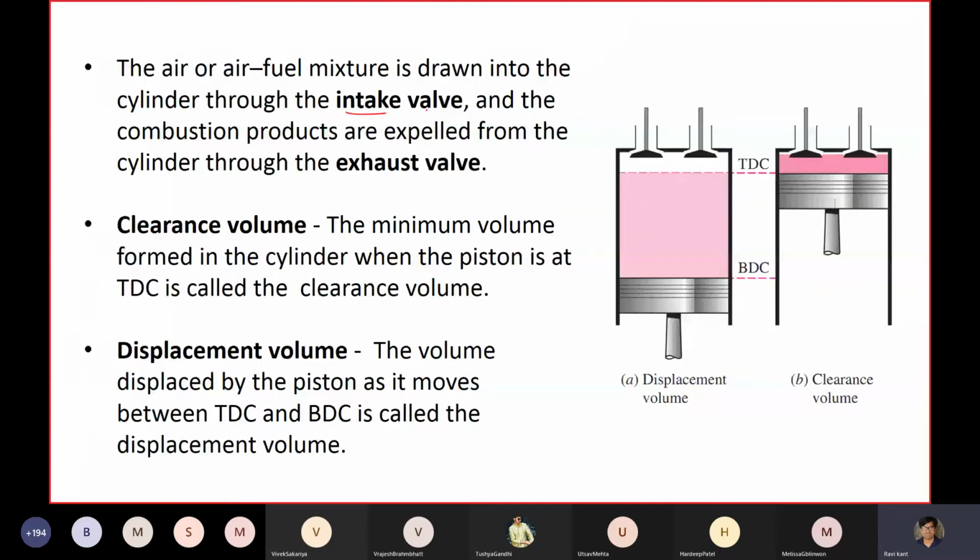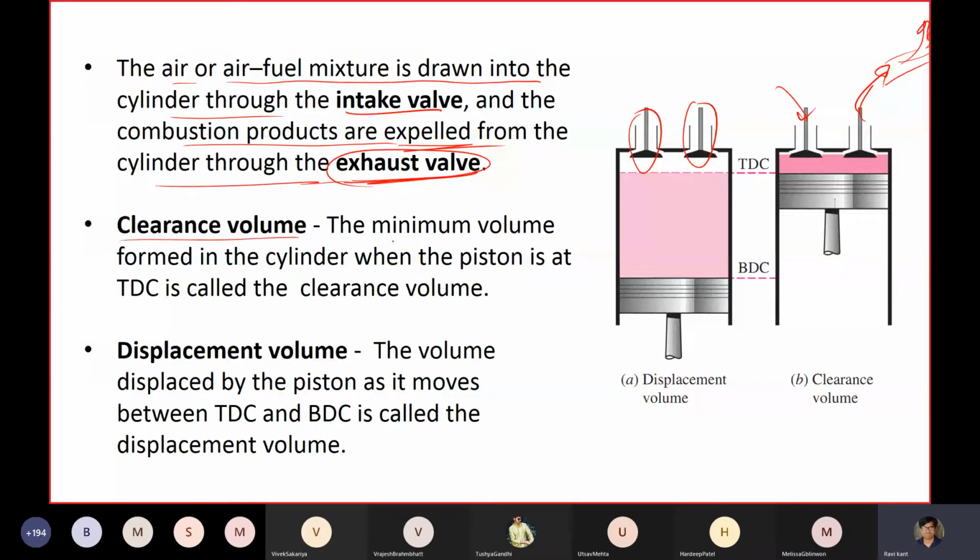We have something called intake and exhaust valves. This is your intake valve, this is your exhaust valve. Air or air-fuel mixture is drawn into the cylinder through these valves, and combustion products are expelled from the cylinder through exhaust valves. This is your intake, this is your exhaust, and it is connected to your silencer and so on, to let the exhaust air out to the environment.